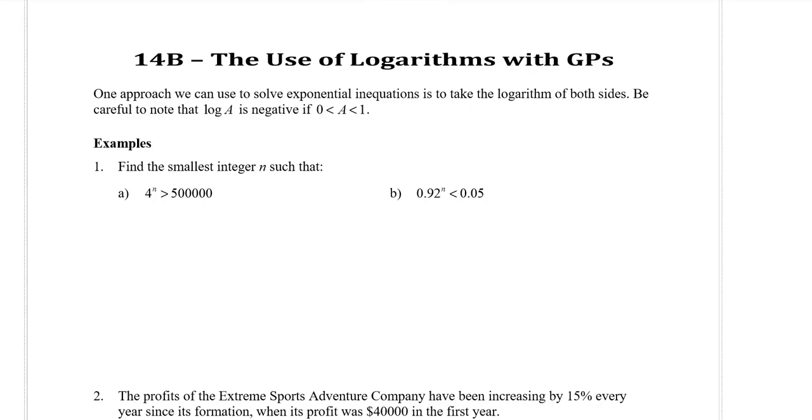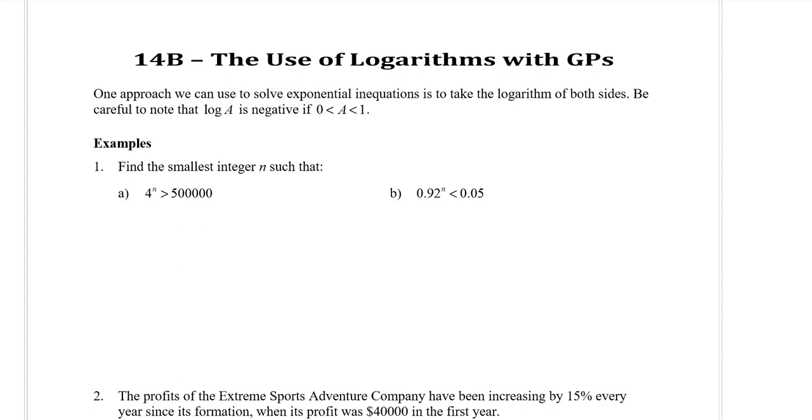We're using logarithms with our geometric progressions. One approach that we can use to solve exponential equations is to take a logarithm of both sides. Be careful to note that log A is negative if A is between 0 and 1. So you think of the log graph that starts next to the asymptote way down low, comes up through the 1, and then gets bigger from there.